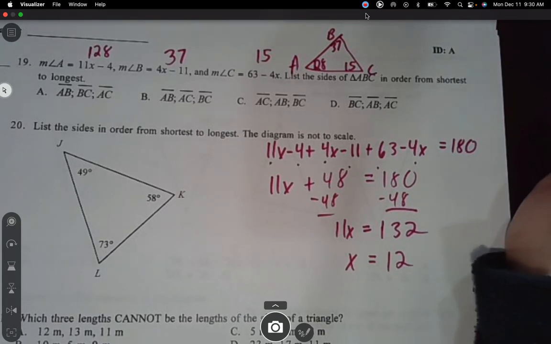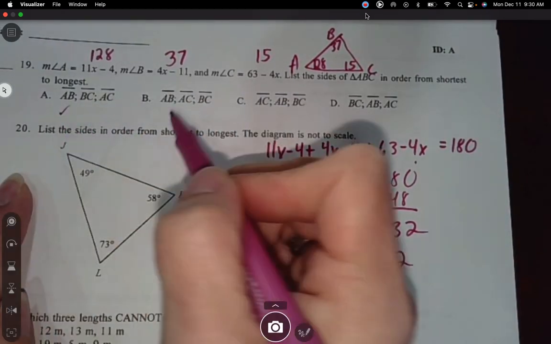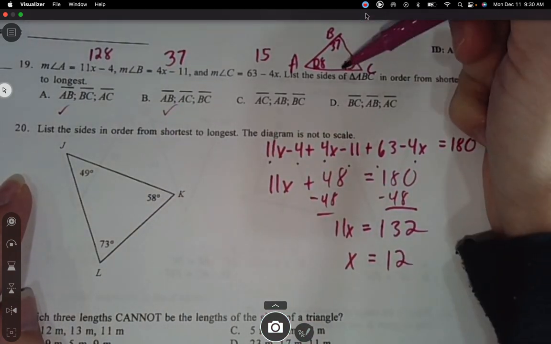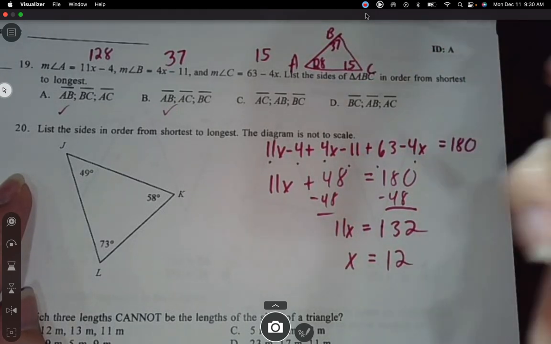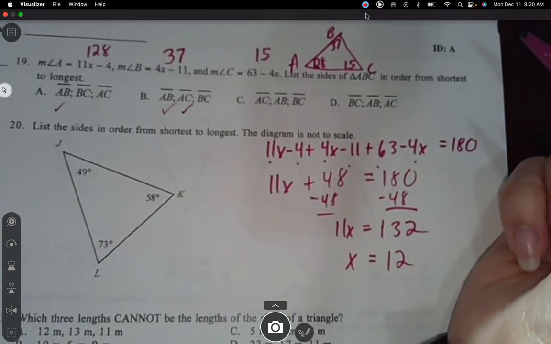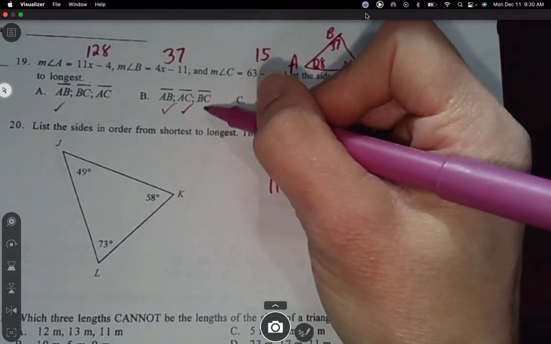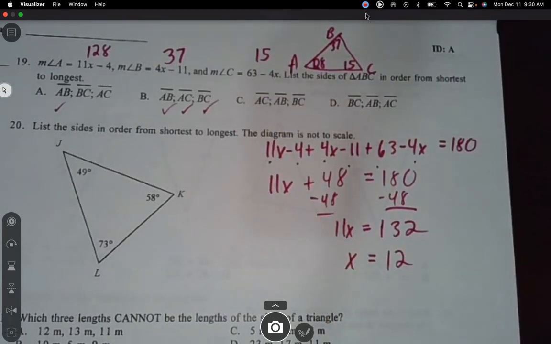AB. All right, so one of those. What's the next shortest side? It goes with angle B. And what is that one? AC. And then the last one, the longest side, would be what? BC. So your answer choice is B. That one's a lot of work. Okay, it is a lot of work. What's that? B.